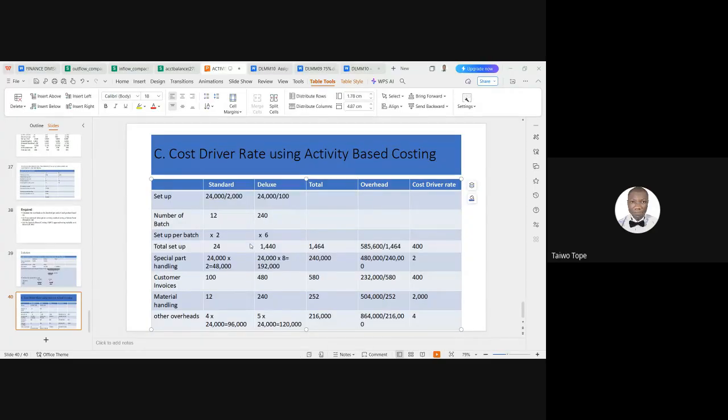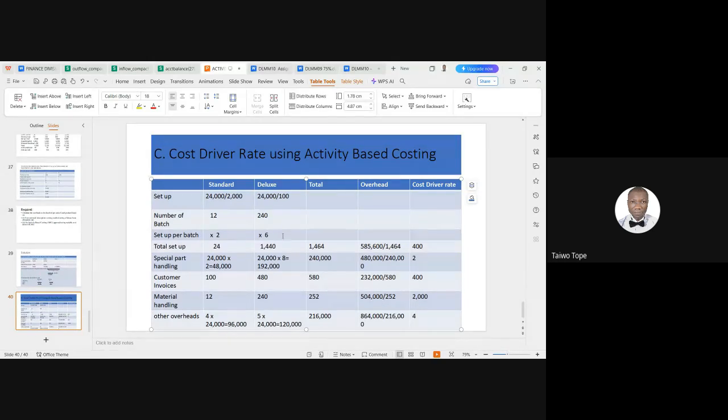So any question about this? So can we move ahead, please? All right, fine. So the next part of the question says: compute the overhead rate per unit of each product using the ABC approach. Compute overhead rates per unit.